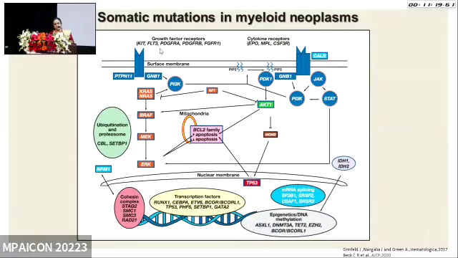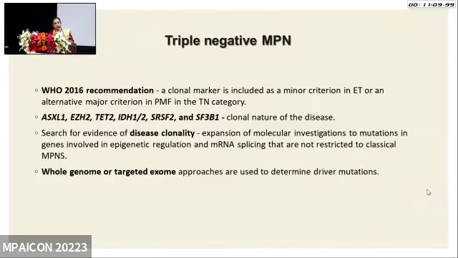Some of them are growth factor receptors, cytokine receptors, ubiquitination, proteasome complex, cohesin complex, then transcription factors, etc. So based on all these papers and all the genomic studies, the WHO 2016 recommends that a clonal marker is included as a minor criterion in ET and as an alternative major criterion in PMF. Essentially, when mutations in all three driver genes are negative, we have to screen for further evidence of clonality.